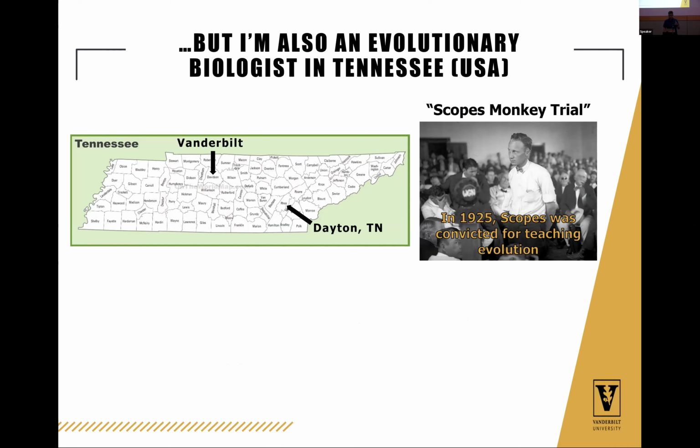Tennessee at that point in time had a law banning the teaching of evolution at schools, and one science teacher violated that law, taught science in high school, and was convicted. The conviction was reversed on a technicality, and so he never actually did time or paid a fine or anything like that.